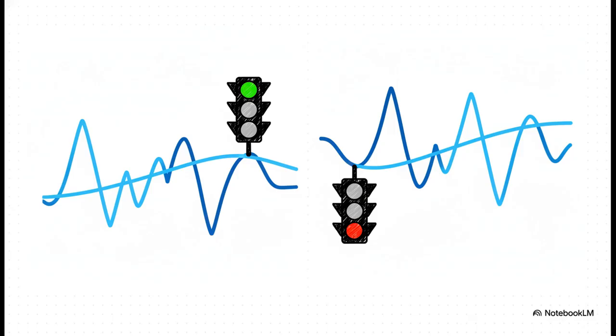When the faster line crosses up over the slower line, boom, you get a bullish crossover and buying momentum is building. When it crosses down, selling momentum is taking over.